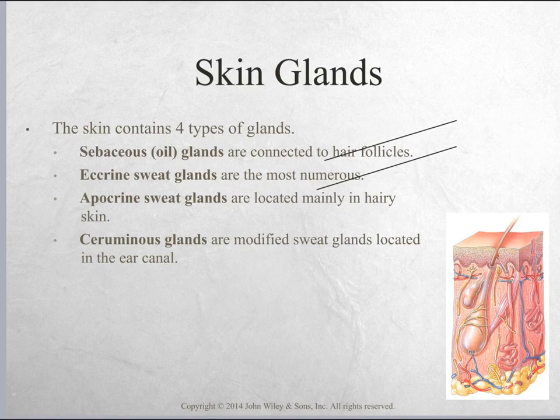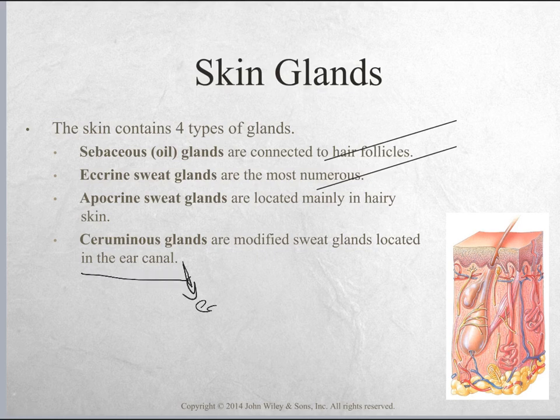Perfect. Skin glands. The skin contains 4 types of glands. The first being sebaceous oil gland, connected to our hair follicles. Our eccrine sweat glands that we said are distributed pretty much all over the body and are the most numerous. Our apocrine sweat glands located mainly in hairy skin, and we said on our scalp, under our arm, axillary, and in our groin, inguinally. And then these weird modified sweat glands called ceruminous glands.